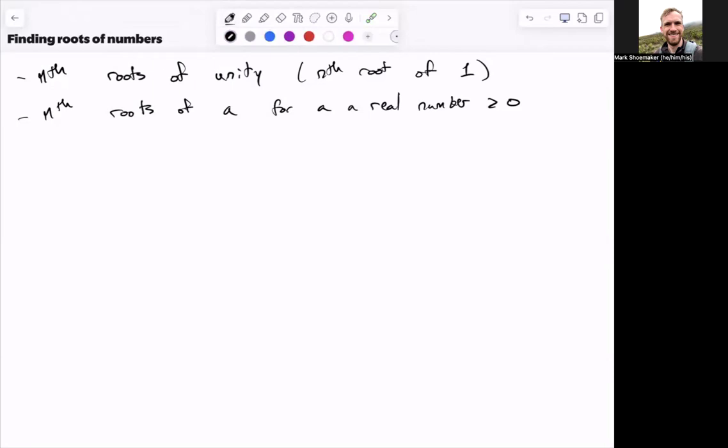So for this video, I want to show you systematically, first how to find nth roots of unity, then how to find nth roots of more general numbers. For today, I'm going to focus on nth roots of some number a, where a is a real positive number. And then we'll talk about how to factor polynomials of the form x to the n minus a, first allowing your factors to have complex coefficients, and then allowing them to have real coefficients.